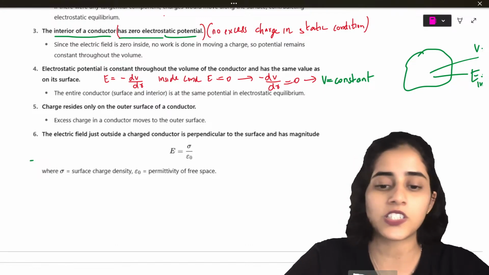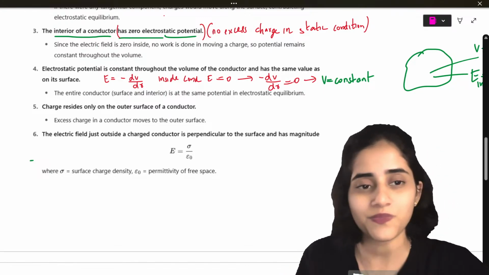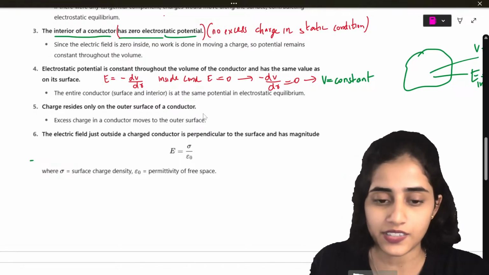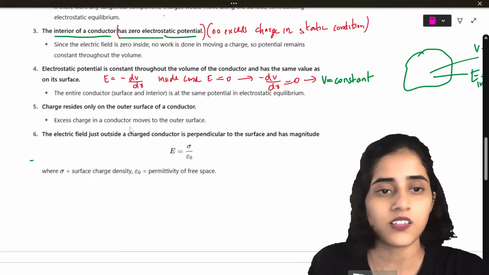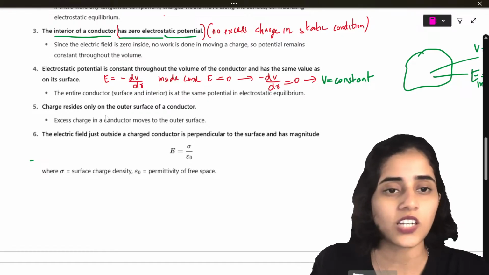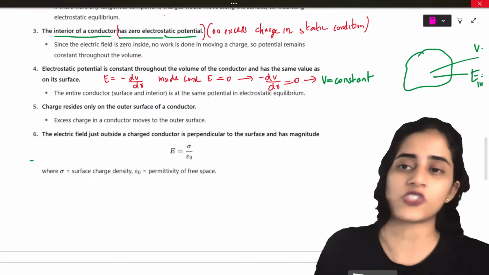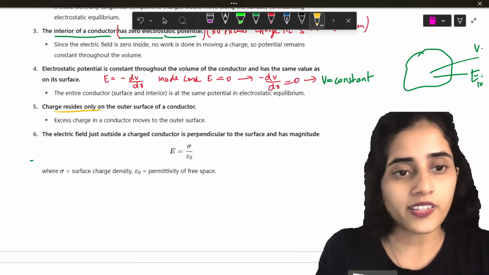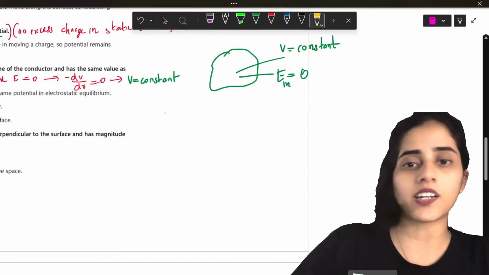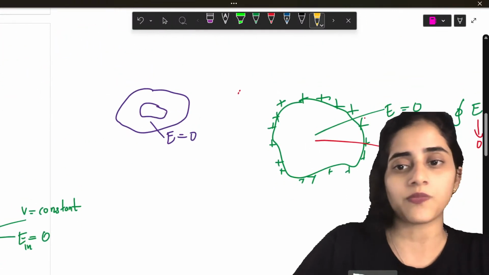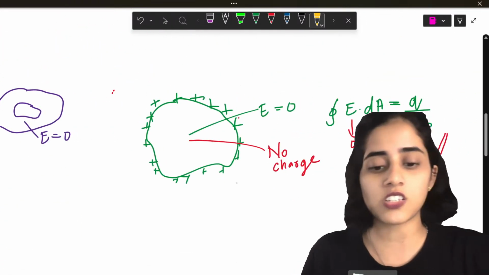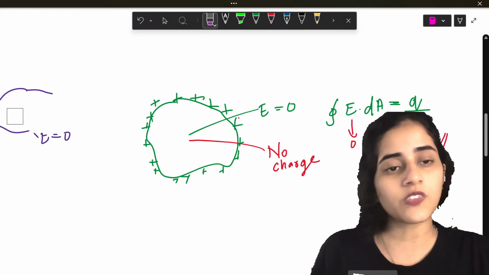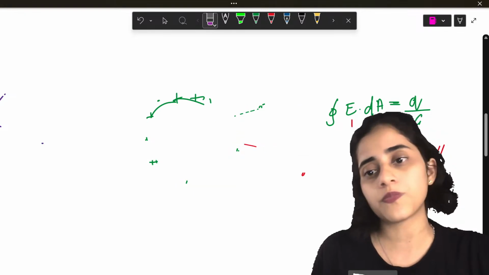Okay, next property. Charges reside only on the outer surface of the conductor. This is also something that we've been discussing. So there are no charges inside, charges are only outside. Now let me just give you a small proof for that as well.